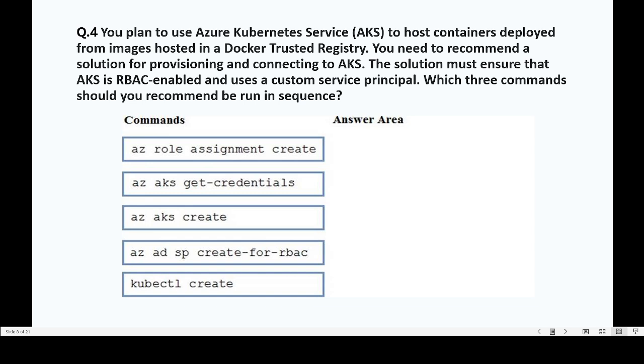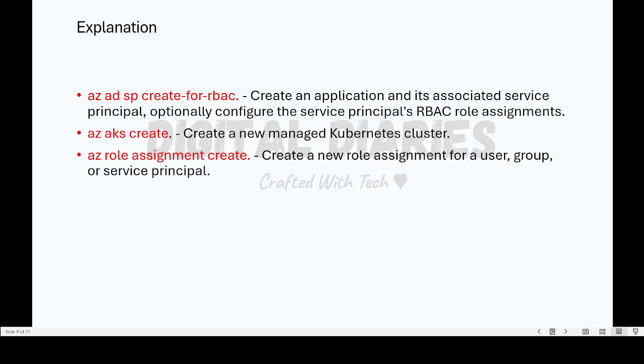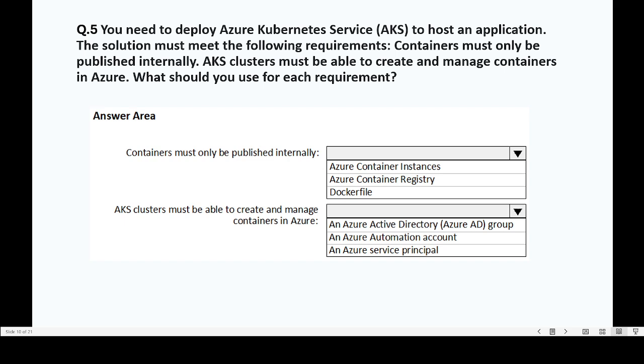So we have these commands present there, and we have to put these commands here in a sequence in which we will make the solution work. So let's go to the solution. First of all, we will run az ad sp create-for-rbac. It creates an application and associated service principal. Okay. Now we will create an AKS cluster. It creates a new managed Kubernetes cluster, and then we will assign the roles. So create a new role assignment for a user, group, or service principal.